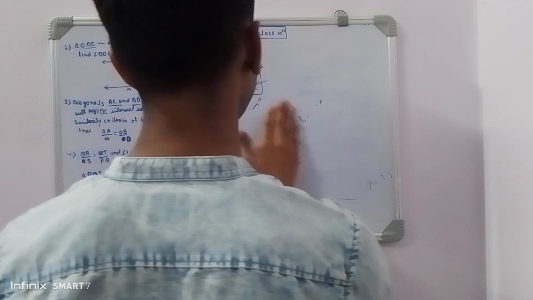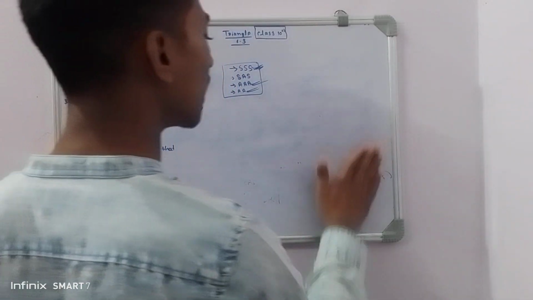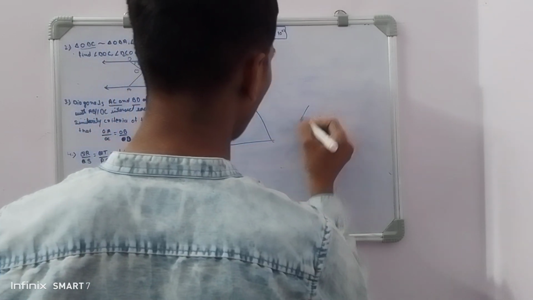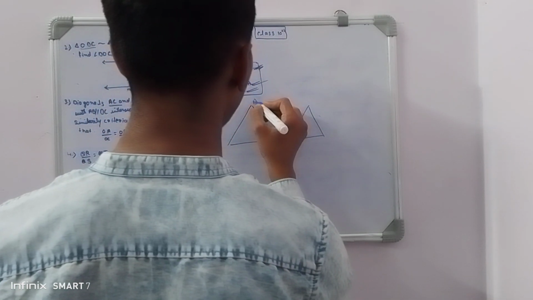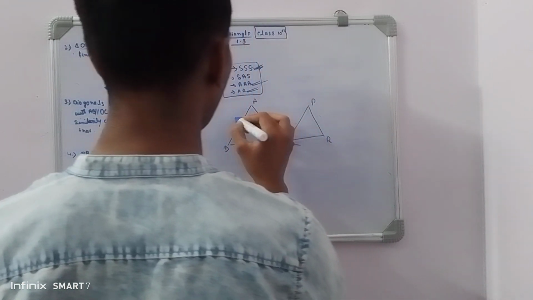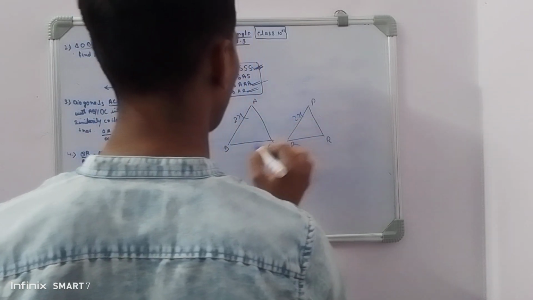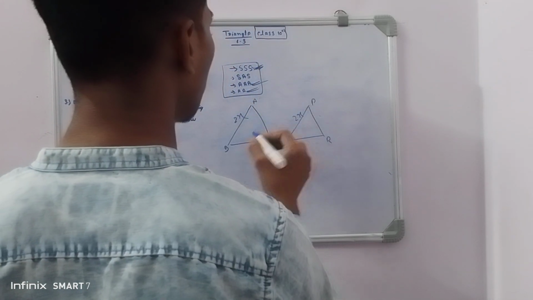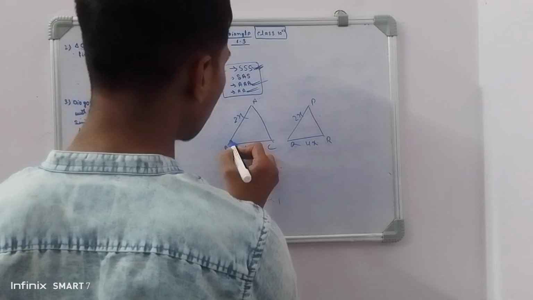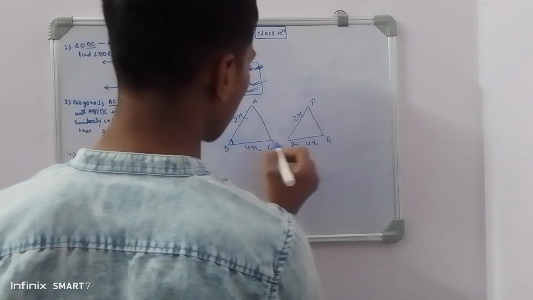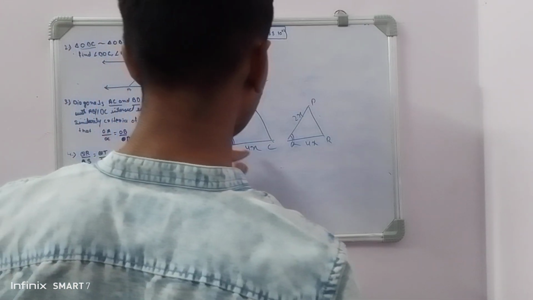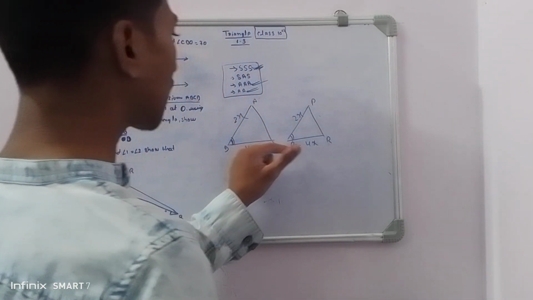And now another rule which we have to study is side angle side. So what is the meaning of side angle side? Let's suppose we have the two triangles named A, B and C, and P, Q and R. This side is 2x, and this side is also 2x, so the ratios are equal, and this side is 4x, this side is 4x. And if we say that this angle is equal to this angle, then using the side angle side rule, these two triangles are similar.